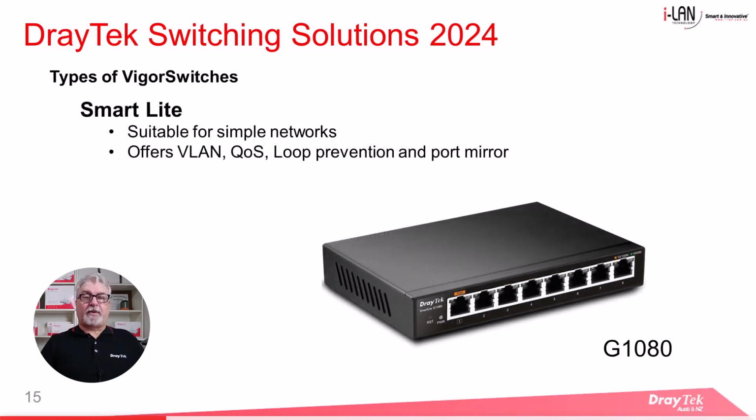Smart Light switches do everything for you, so their installation is very straightforward. You just plug them in and away they go. They do have some management if needed, including VLAN, QoS, loop prevention and port mirroring. These are great for simple networks when you need more ports, but also want to go next level with VLANs as well.